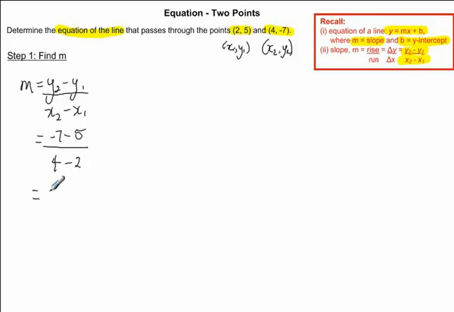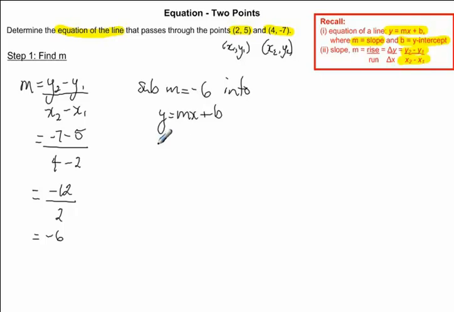-7 minus 5 is -12. 4 minus 2 is 2. And -12 divided by 2 is -6. So we found the slope is equal to -6. So now I'm going to sub m equaling -6 into the equation of a line, which is y is equal to mx plus b. So I sub in -6 for m, so I get y is equal to -6x plus b. This is the beginning of the equation that we're after.